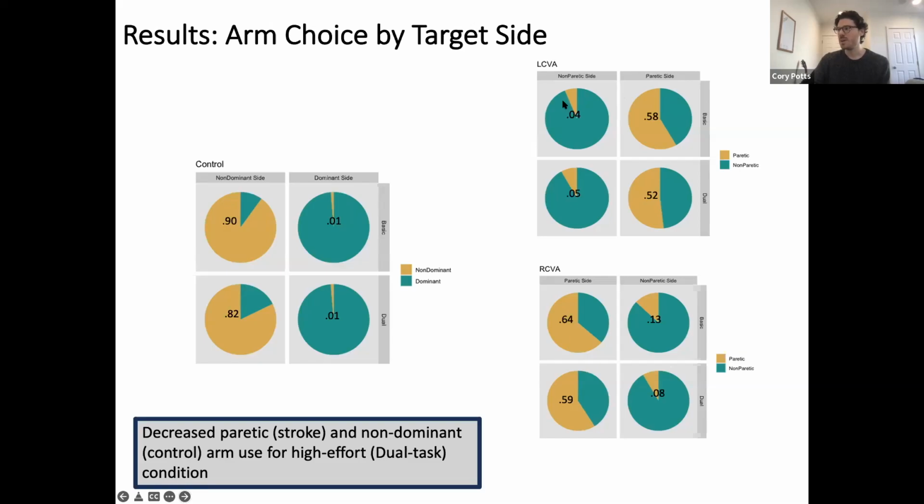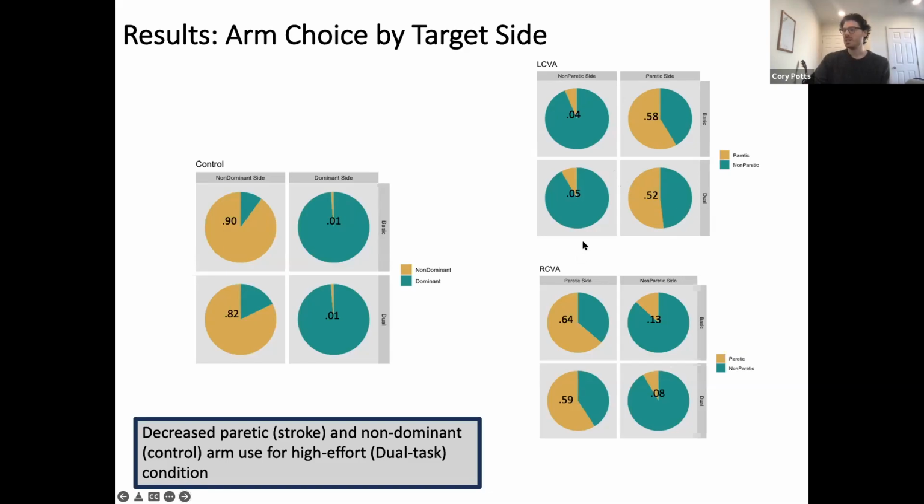The thing that we're primarily interested in, though, is this, again, increasing green area, decreasing yellow area. That's indicating that for the dual compared to the basic condition, they're crossing over more frequently with the non-paretic arm, even though it's inefficient to do so. It requires crossing across the midline.